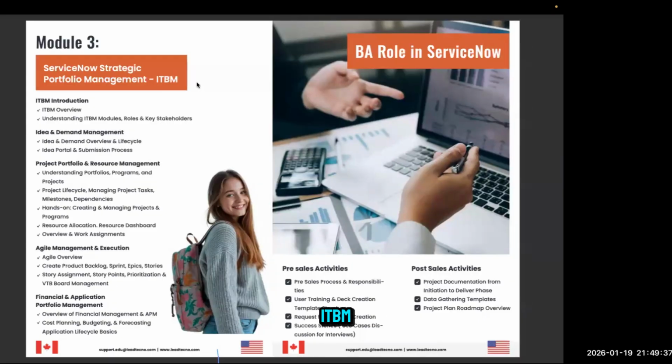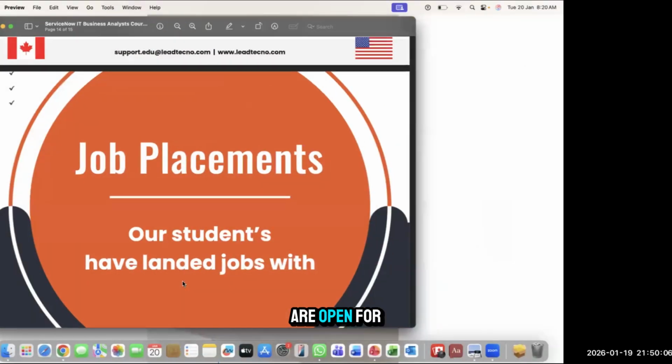Then we have ITBM. There will be a little restructuring over here, because over time we have realized that there are a lot of job opportunities in the Canada and US market for the ServiceNow HRSD role. We will be including more of it. And in this module, we will cover mainly the agile part, which is very important for you as a business analyst. It is about creating the stories, the sprints, right? How to assign a story and all that. So that is all. Now we are open for Q&A if there are any questions.